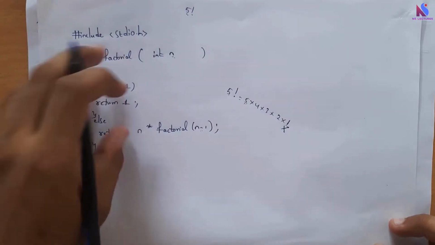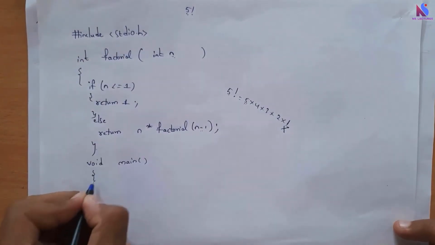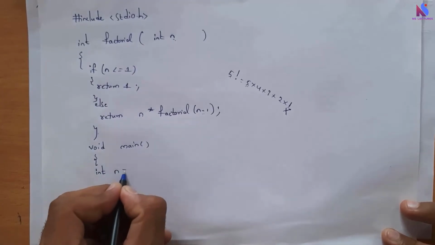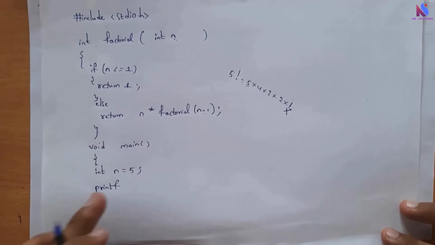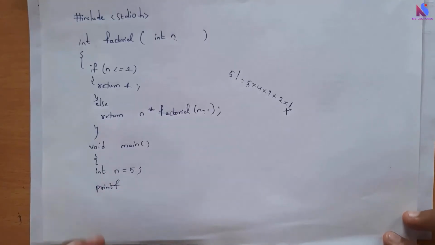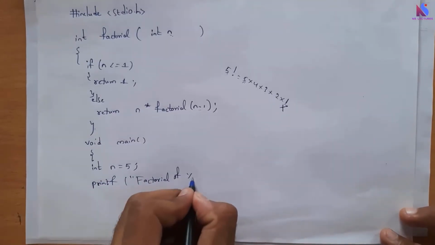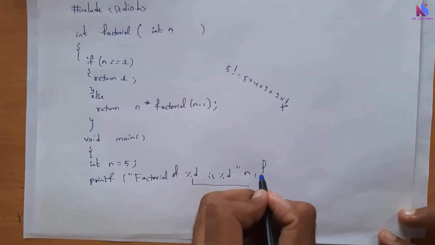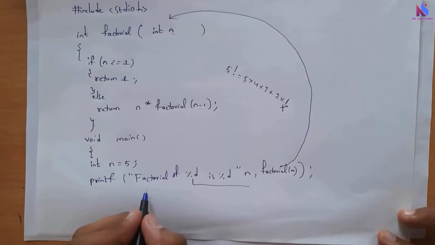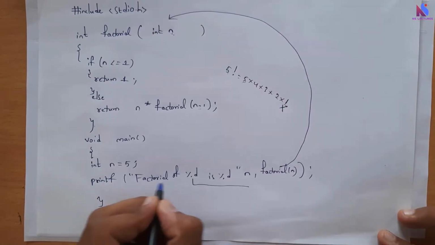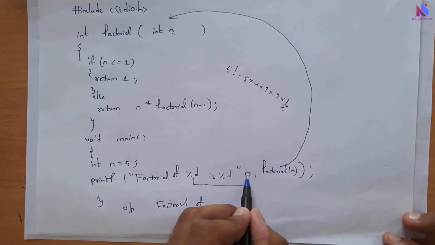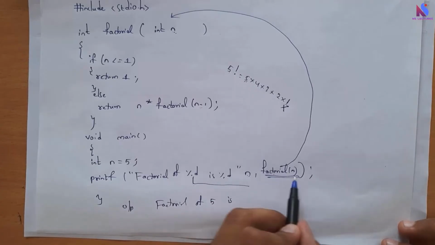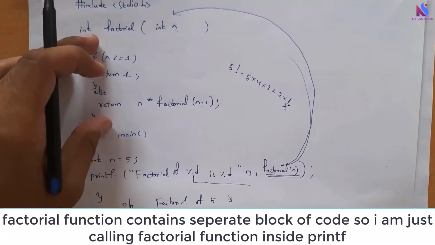After writing your own function, you need to write void main. Inside this, you need to give the number. Like I want to find the factorial of 5, so you need to give here int n equal to 5. After that, you need to write printf in order to generate output. So you need to write here factorial of %d is %d. The first %d is for n, comma, factorial of n. So by writing this, I will get output as factorial of n, where the n value is 5. So factorial of 5 is, the second %d is for factorial of n. This factorial of n contains this block of code.